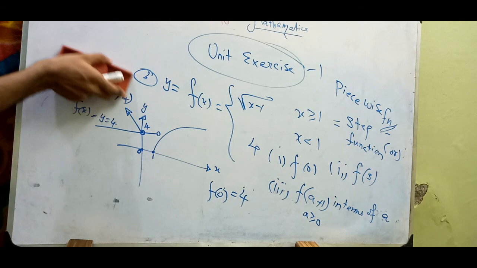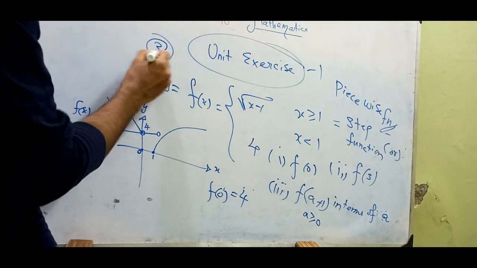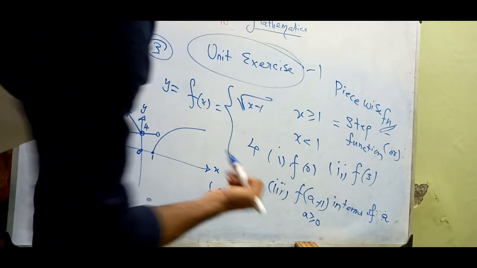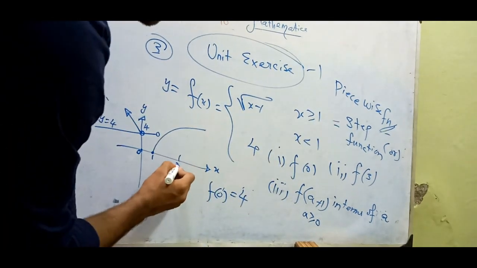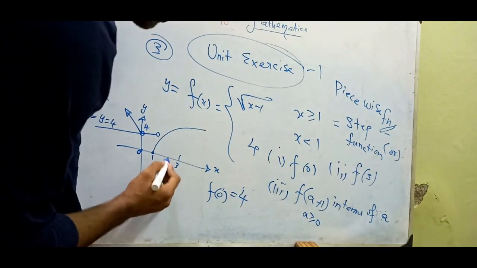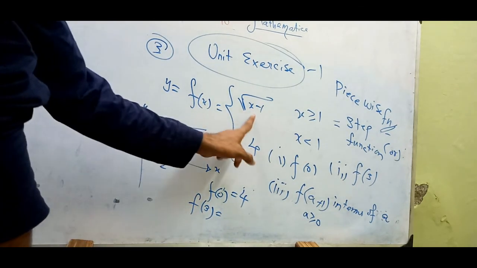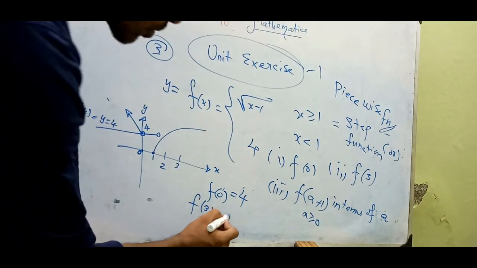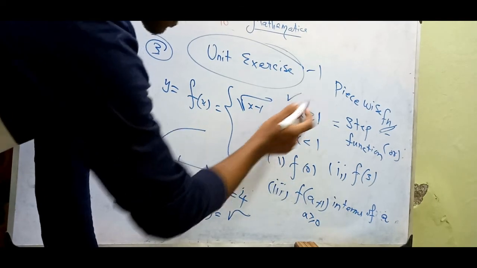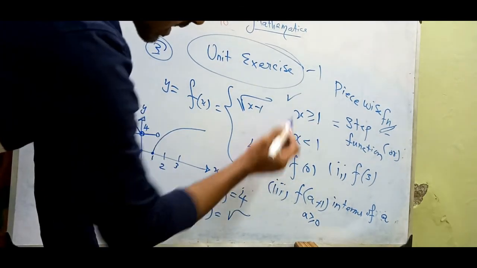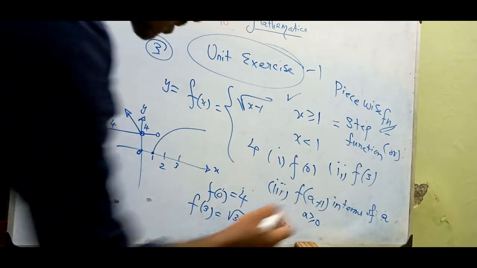Next, so f of 0 is 4, as we can see. Now f of 3, and 3 is greater than 1. So this is 2 and this is 3, so we can find f of 3 through this function. F of 3 is nothing but root of, since x is more than 1, we have to pick the square root function. So x is 3 here, so 3 minus 1, it is going to be root 2. So f of 3 is root 2.